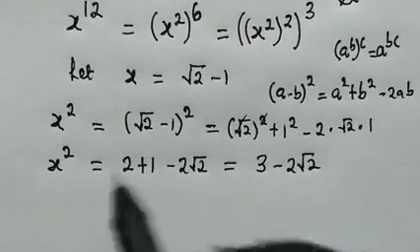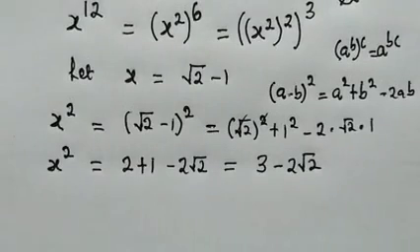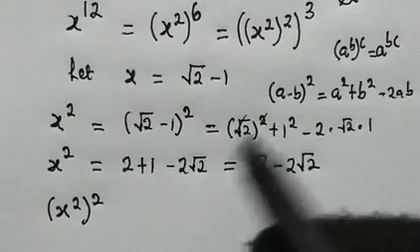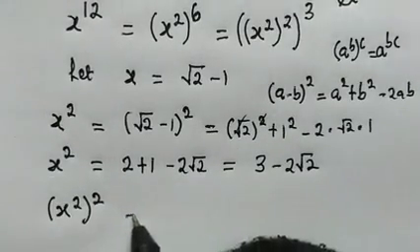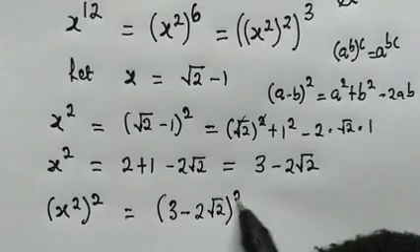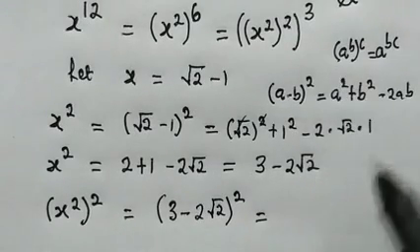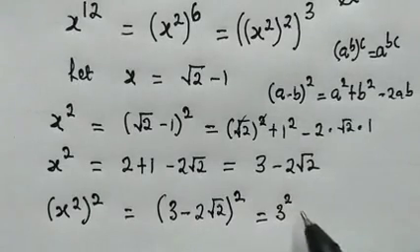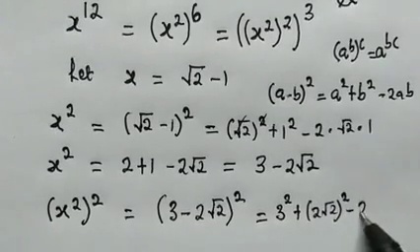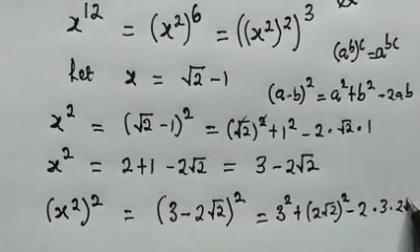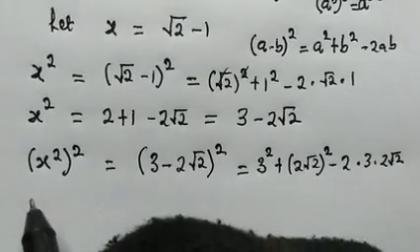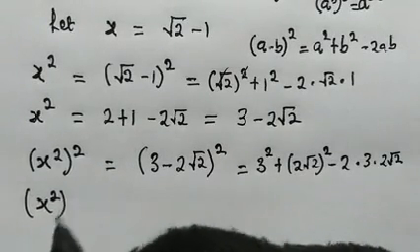Okay, in our next step, we're going to find the square of x squared. So we know the square of x squared is like this, right? So we're following this pattern here. So this is going to be the square of 3 minus 2 root 2. So using that algebraic identity here, this is going to be 3 squared plus 2 root 2 squared minus 2 times 3 times 2 root 2, right?